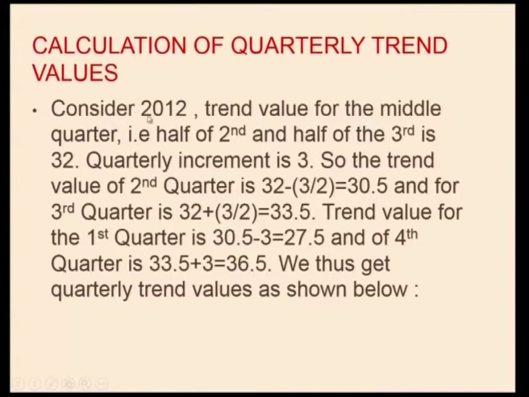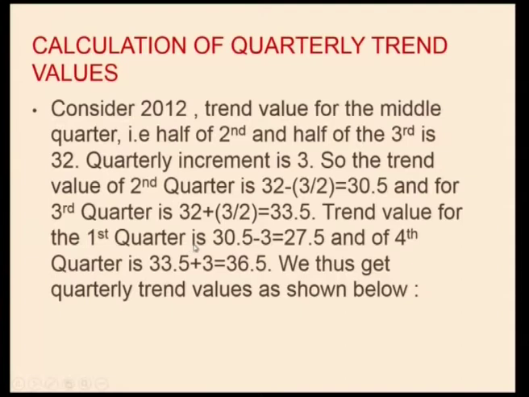For example, consider 2012. The trend value for the middle quarter, which is half of the second quarter and half of the third quarter, is 32, and the quarterly increment we found to be 3. So the trend value for the second quarter will be 32 minus 3 by 2, which is 30.5, and for the third quarter you add this 3 by 2. So 32 plus 3 by 2 is 33.5.